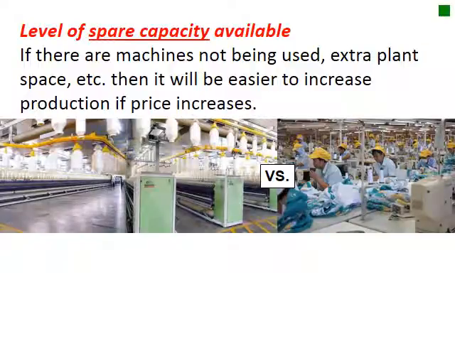The level of spare capacity available. If there are machines not being used, extra plant space, etc., then it will be easier to increase production if price increases. So I suspect in the picture on the right, the shop floor is pretty well used to capacity. We've got someone at every sewing machine. If the price went up, it might be difficult to respond with producing more. But on the left, highly mechanized, assuming that all the machines are not at full capacity, then in this case they probably could respond quite easily to an increase in price, and hence it would be more elastic.